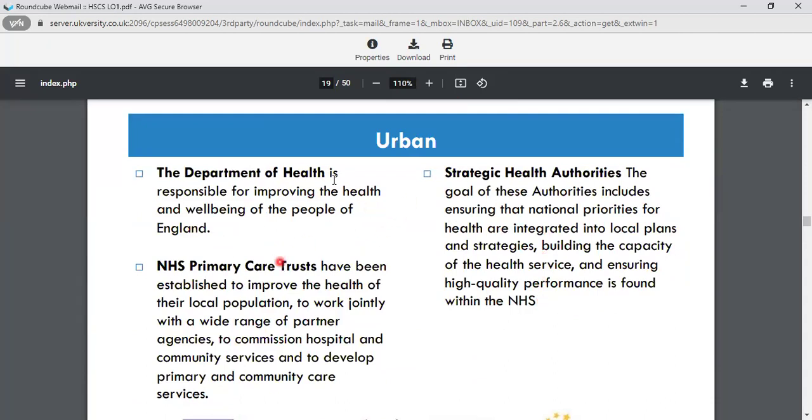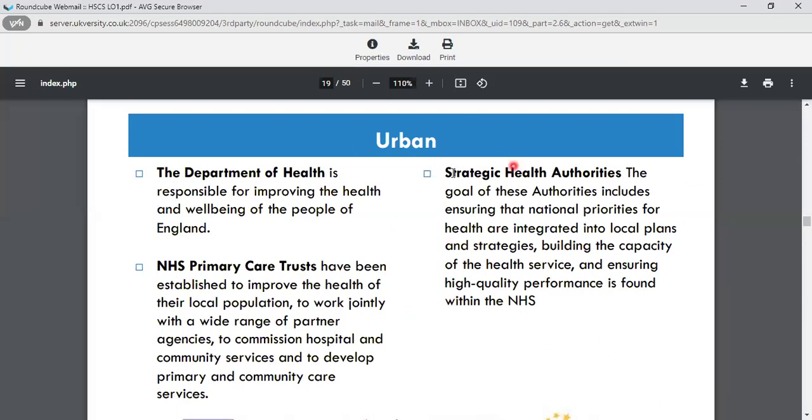The Department of Health is responsible for improving health and well-being of the people within England. The NHS primary care trusts have been established to improve health of their local population, to work jointly with a wide range of partner agencies to commission hospital and community care services, and to develop primary and community care services.